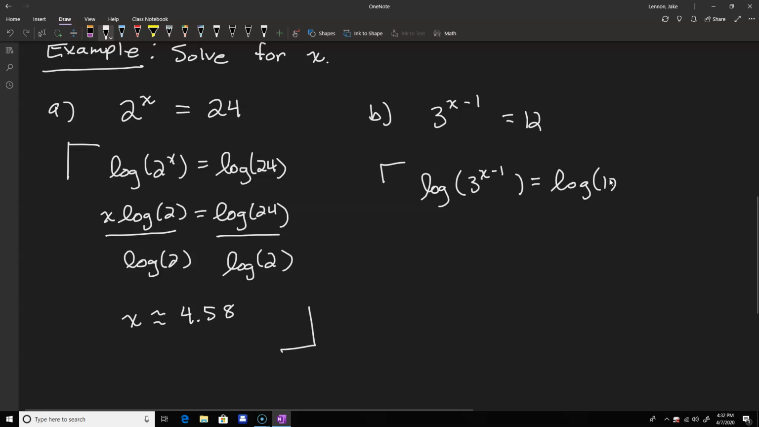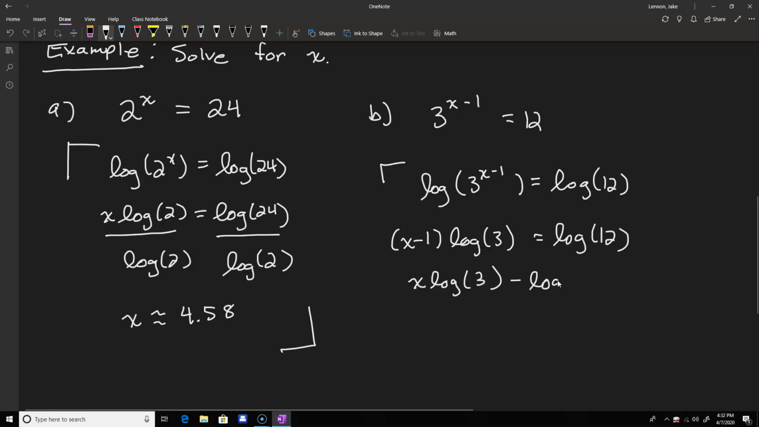So the thing to remember, whenever you bring down the exponent, the entire exponent is being multiplied. So I need to put parentheses around that x minus 1. So I have x minus 1 times the log of 3, and that's going to equal the log of 12. So then what I need to do is distribute. So I have x times the log of 3 minus 1 times the log of 3, which I can just write down as minus log of 3, and that equals the log of 12.